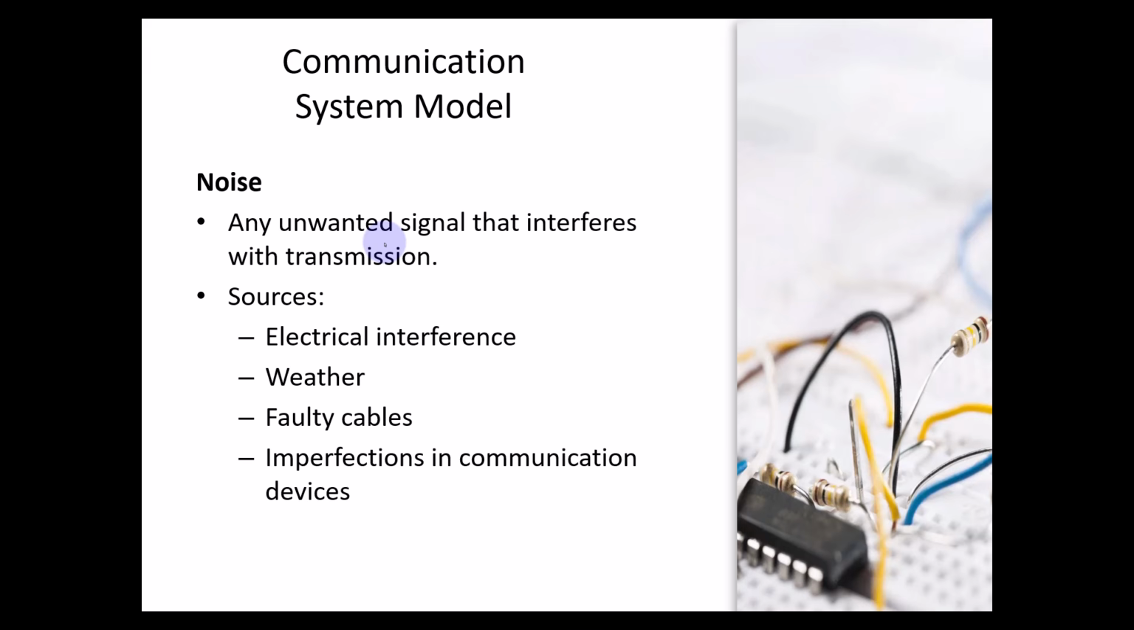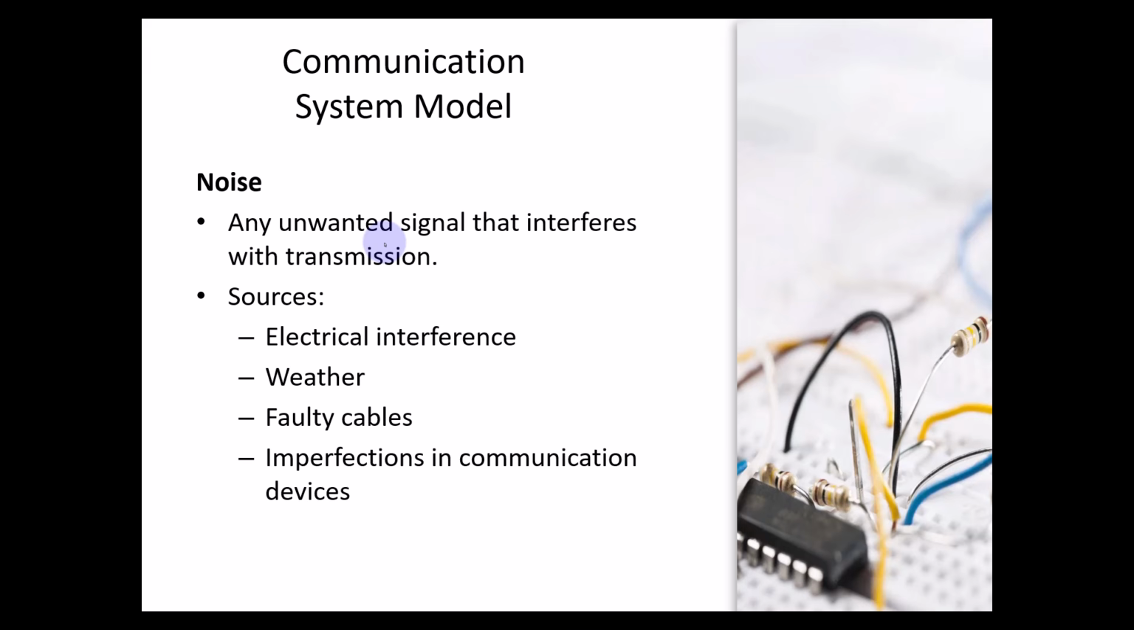If we talk of noise, we are looking at any unwanted signal that interferes with your transmission. So you are sending something, and then something else also comes to add to what you are sending, which you didn't intend to send. That becomes noise. For instance, if you are talking to your friend and someone comes in the middle and starts shouting, you don't want that shout. You want your voice to reach your friend. So that shout becomes noise.